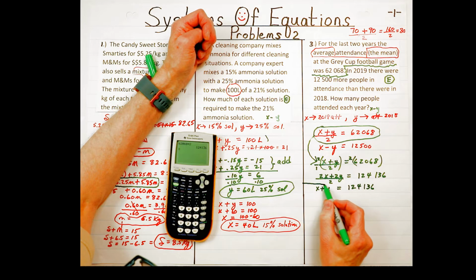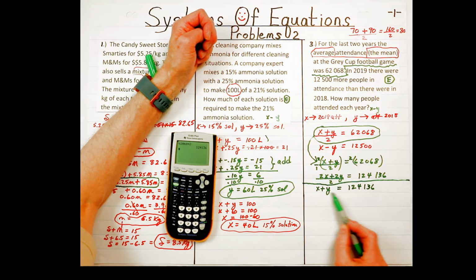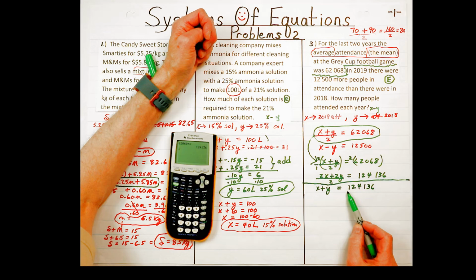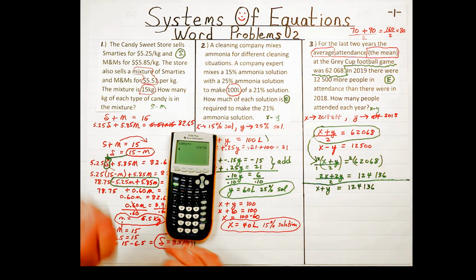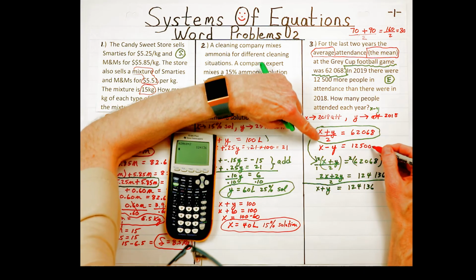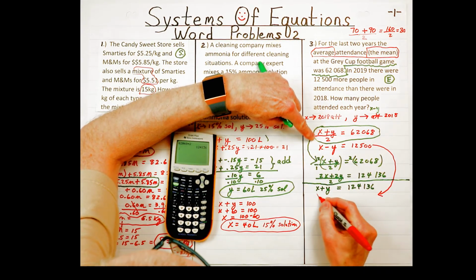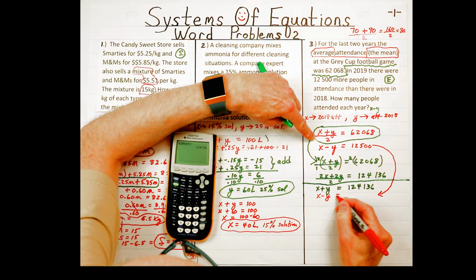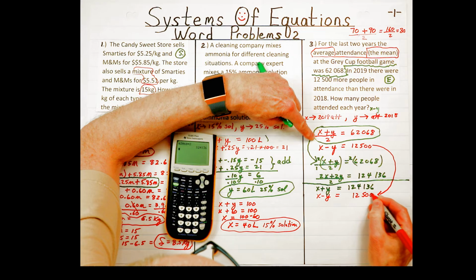So here is the equation that had a fraction simplified to this equivalent equation, which we can now put together with the other equation, which is rather simplified. X minus y equals 12,500.